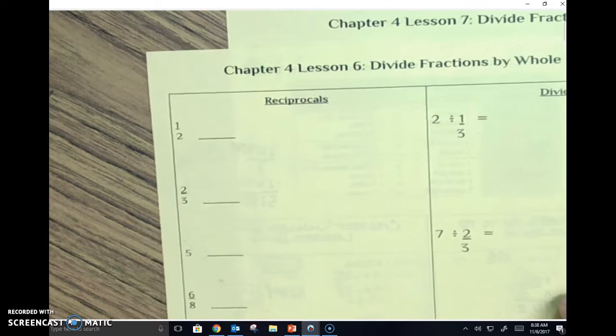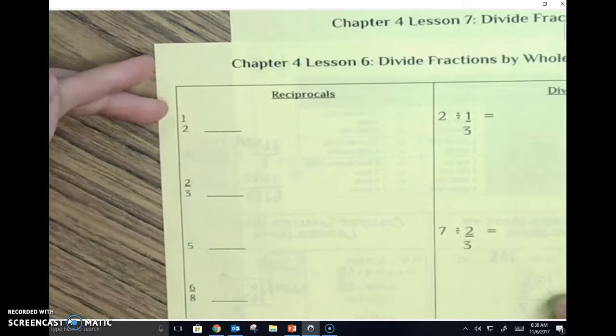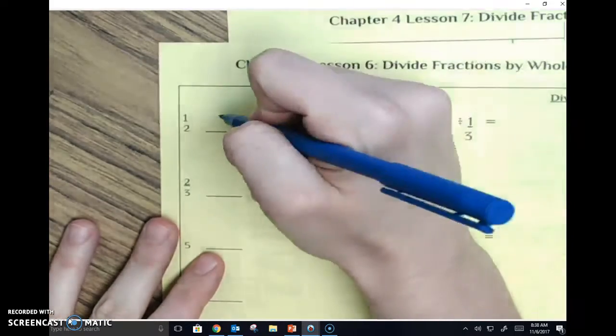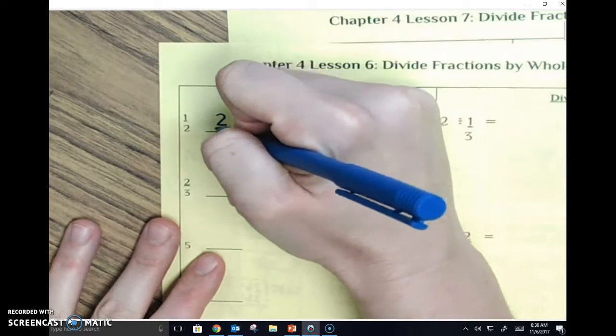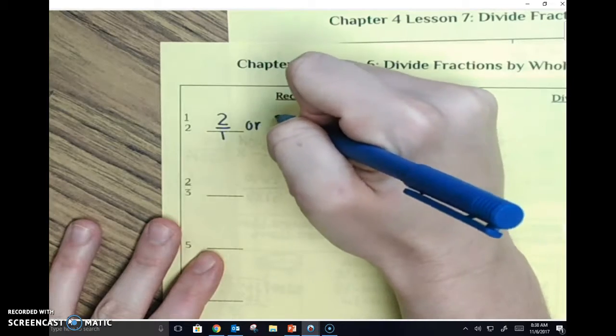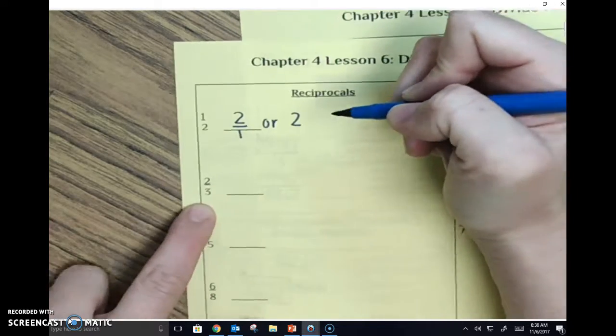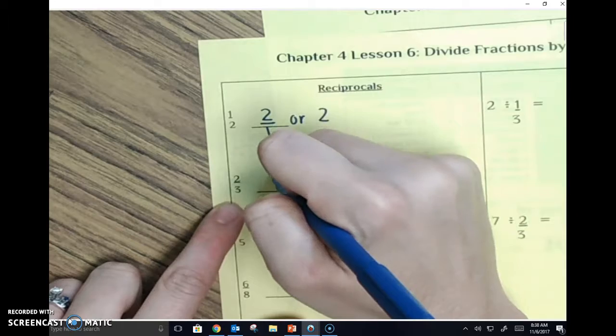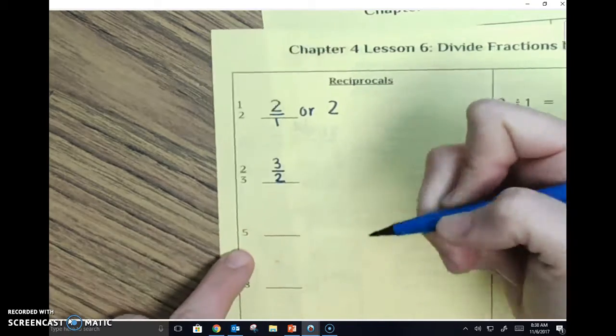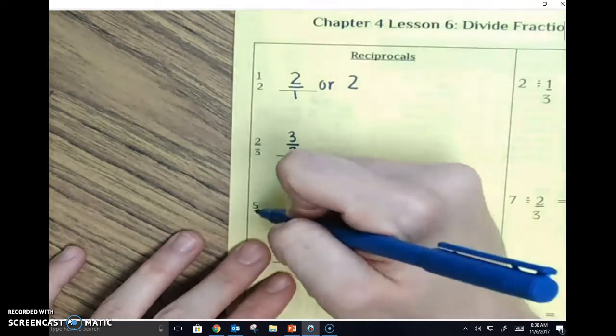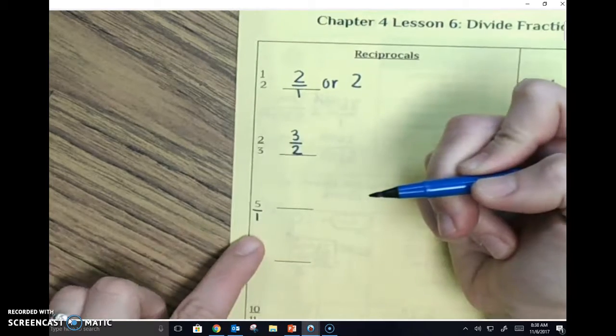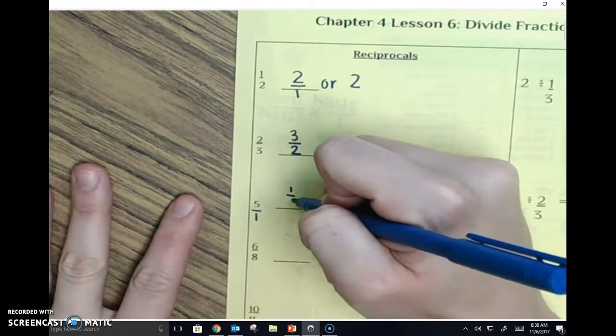Reciprocal just means that we're going to take the fraction and flip it upside down. So instead of 1/2, we will have 2/1, or you could write that as 2. We have 2/3, we're going to flip it, so we have 3/2. Okay, when we have a whole number, before we flip it, you're going to put a 1 underneath of it, and then when we flip it, it turns into 1/5.